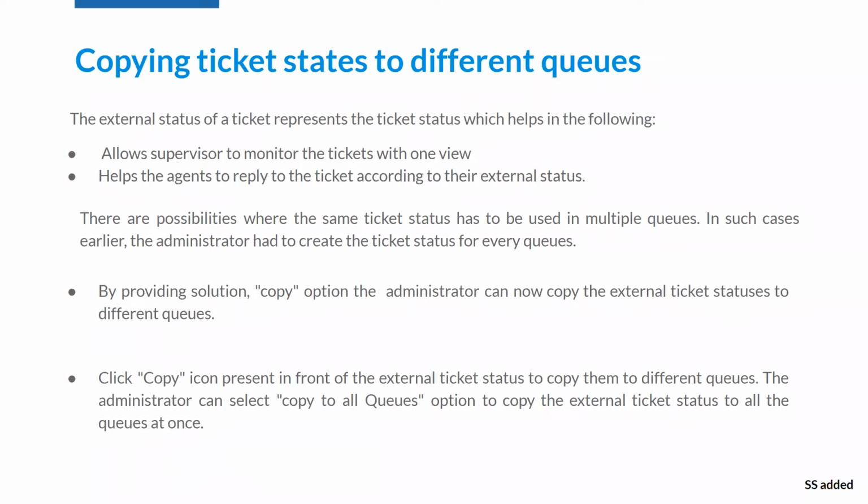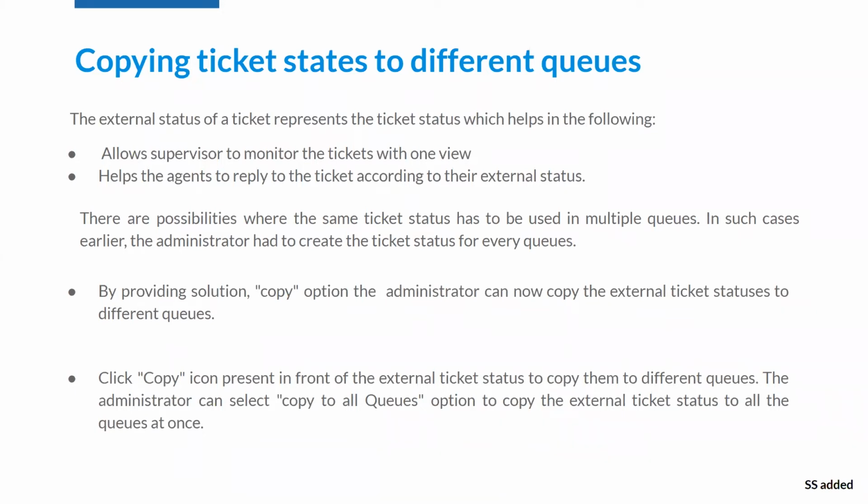For each internal status, which is new, open, pending, or closed, you can create custom external statuses, right? For example, under pending, you could have pending on customer, pending on IT, pending on sales, or pending on technical team. So you can have these kinds of multiple custom external pending statuses for the internal pending status.